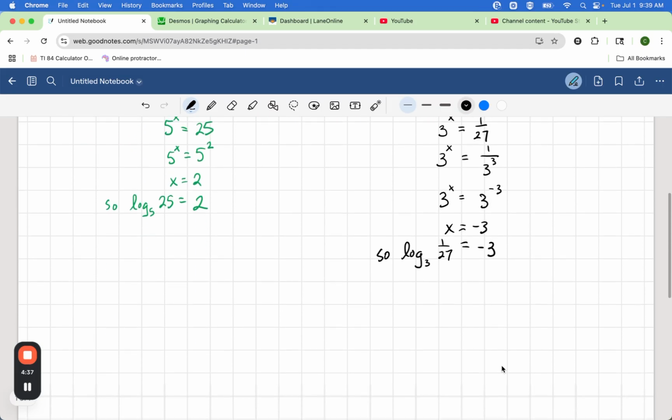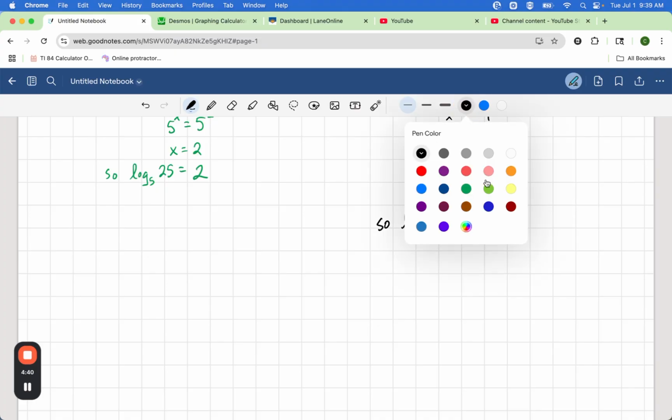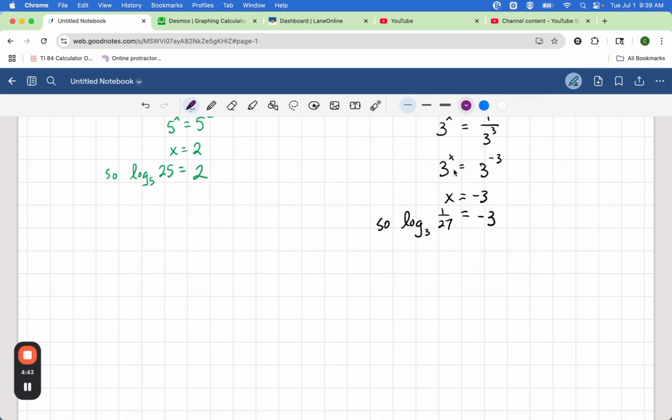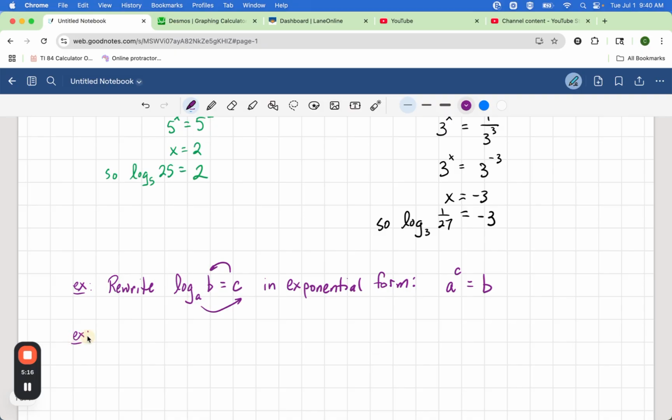Alrighty. You're going to see some in the assignment where you have to go back and forth between exponential and logarithmic form. So if I ask you to rewrite log base a of b equals c in exponential form, all you would do for that is log roll it. Okay, a to the c equals b. There you have it. So we went from logarithmic form to exponential form. There'll be a couple of these on the assignment.